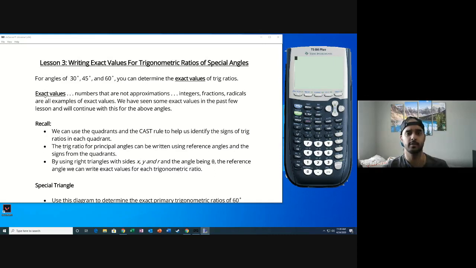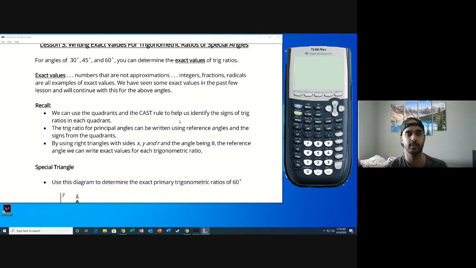Those exact values are numbers that aren't approximations: integers, fractions, radicals, all examples of exact values. Not an exact value would be a rounded decimal. Okay, we've seen some exact values in the past few lessons, and we'll continue this throughout this one as well.